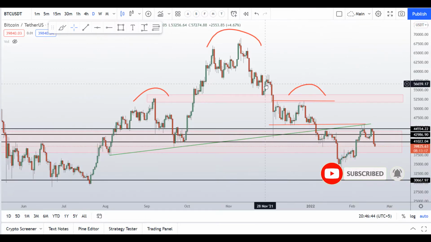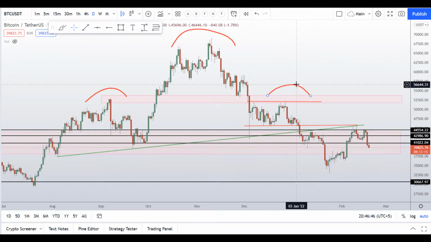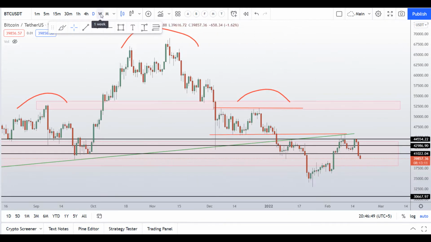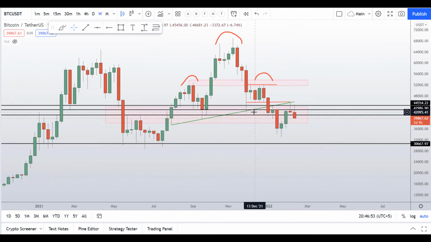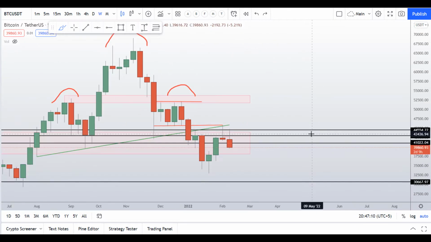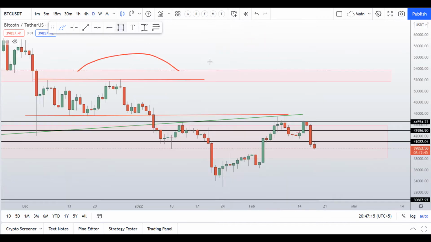Alright, let's start this by looking at the Bitcoin daily chart. In fact, let me go to the weekly chart first here. And remember guys, I told you that the previous week candle was a rejection candle, and throughout the week we will see selling pressure in this Bitcoin chart, and this is exactly what we saw on the daily chart.